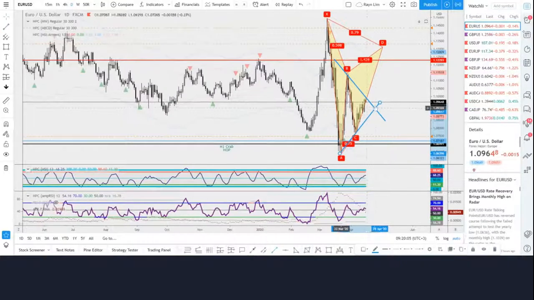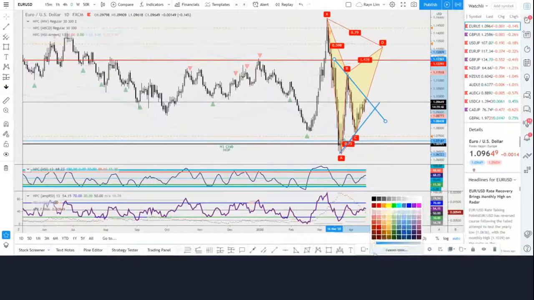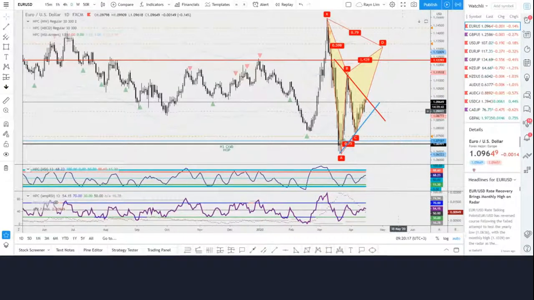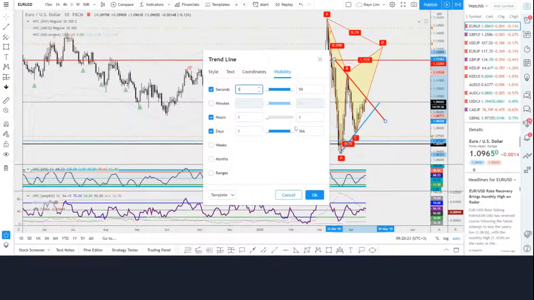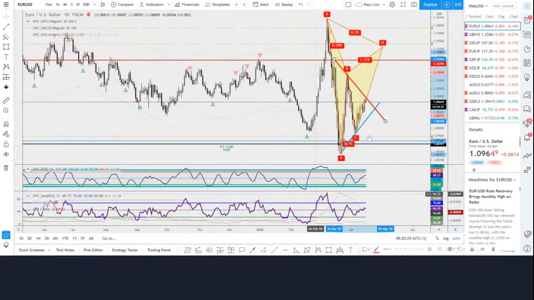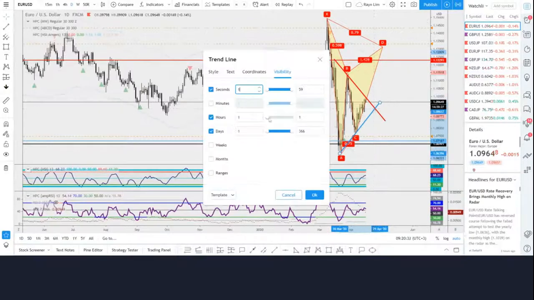So as it consolidates, it will definitely break out as well. One thing that is for sure for traders is once the market consolidates, it will definitely have a breakout. So you just have to wait. Let me just extend this a bit, and we will see the relevance in other time frames as well.